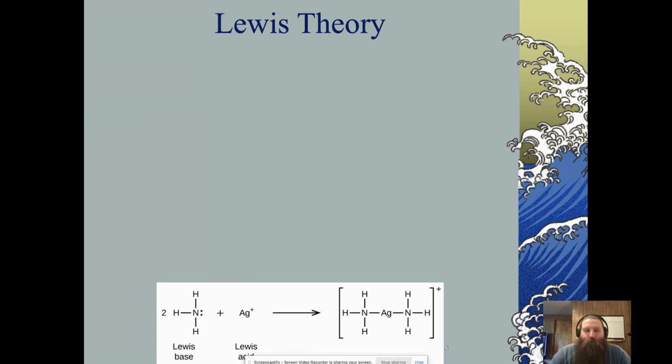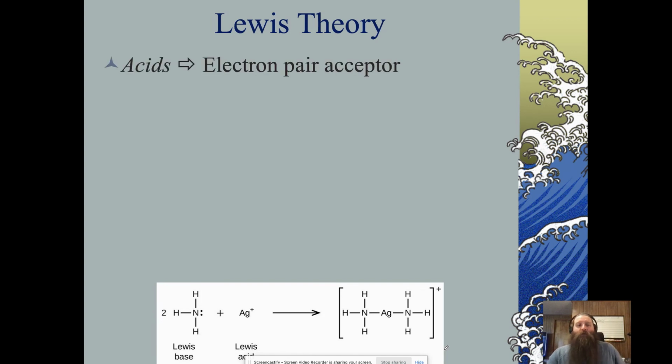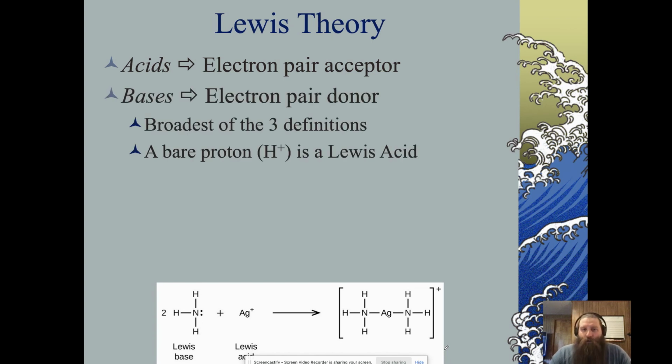So let's do the last one. Let's finish up. Let's look at Lewis theory. Now, I'm not going to spend a lot of time on Lewis theory because Lewis theory is really the most broad definition of an acid or base. And in all honesty, Lewis theory tells us that everything is an acid or a base. Because in Lewis theory, acids accept electrons and bases donate electrons. Easy way to remember this: A for accept, A for acids for the Lewis theory.